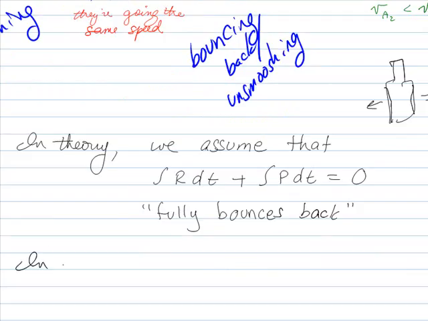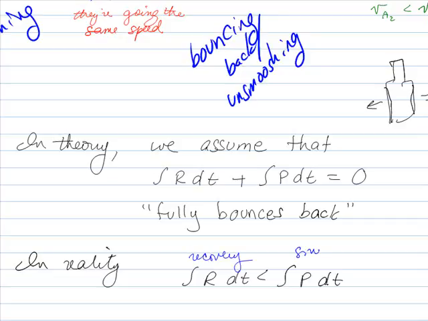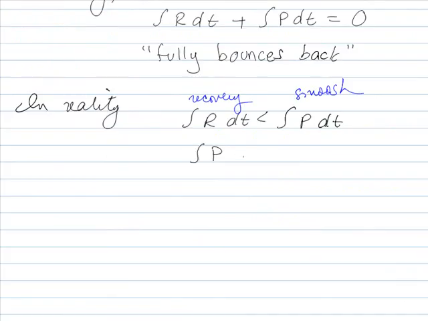Because in reality, we always push harder than we can recover. So this is our recovery, and this is our smush. Our smush is always greater than our recovery, so maybe it will look better or make more sense to you if you write it, integral P dt is greater than integral R dt.